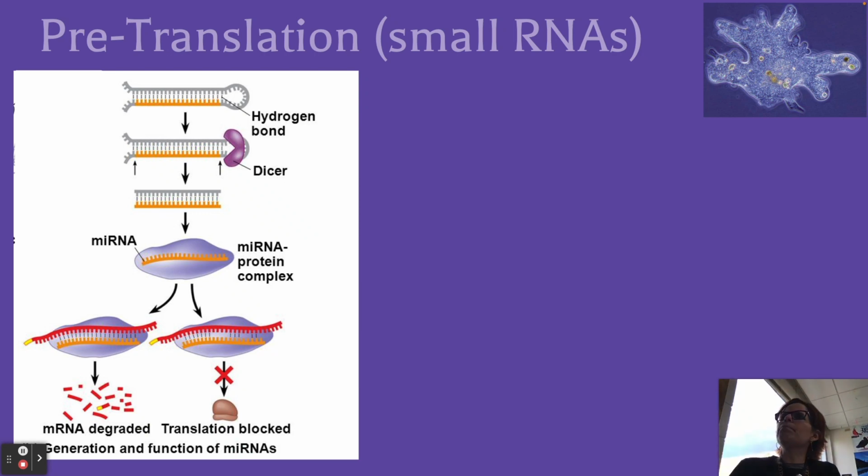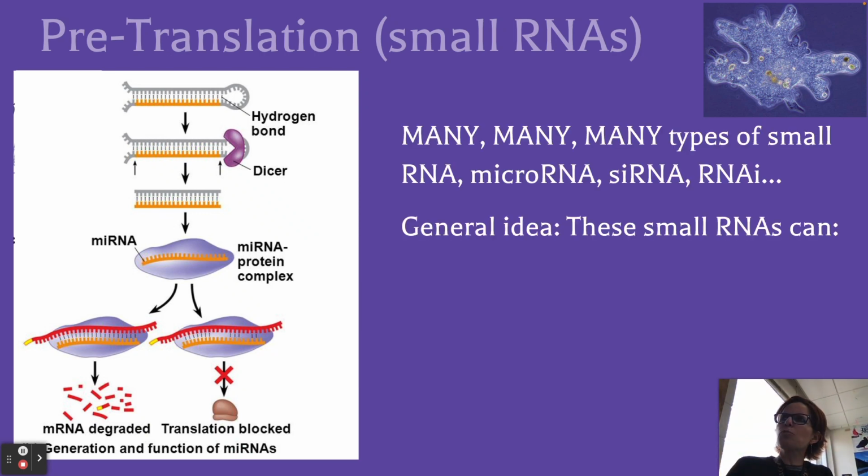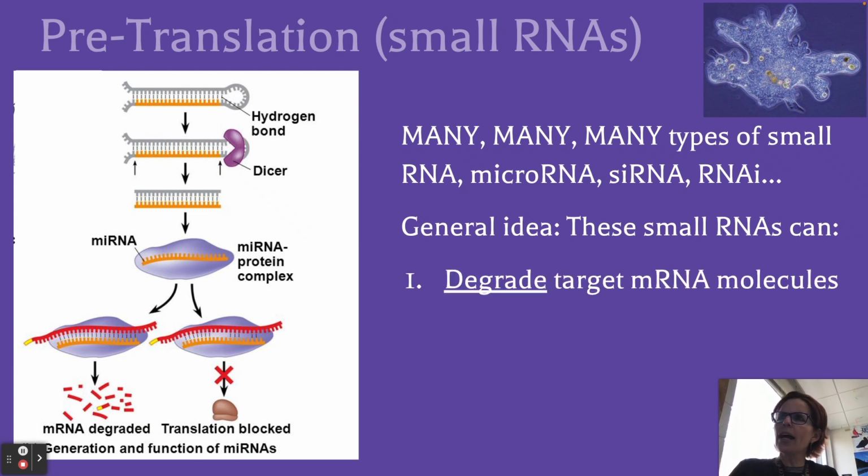Okay, just a quick reminder about small RNAs. There are a bajillion different types of small RNAs. They have lots of different names: microRNA, small RNA, siRNA, RNAi. Don't panic when you see that. They're all just small. And their main idea is that they can either degrade. So this example right here, it's degrading the mRNA so that we don't make that protein anymore.